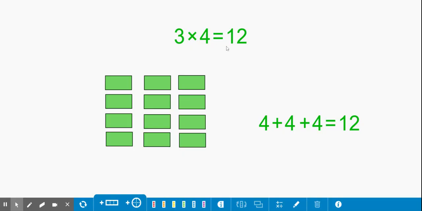So 3 times 4 equals 12. Another way to say that using repeated addition is 4 plus 4 plus 4, or 3 groups of 4, which would be 12.